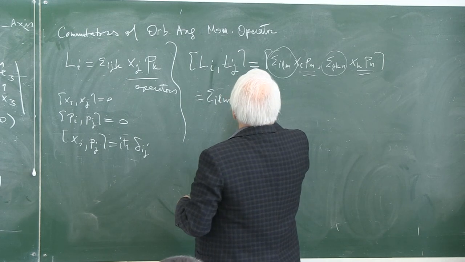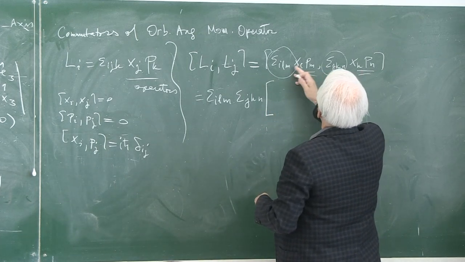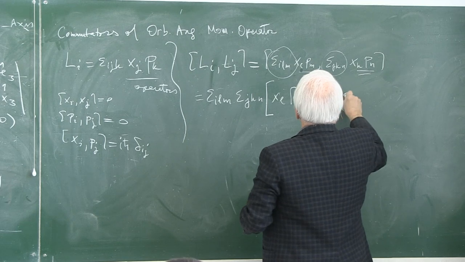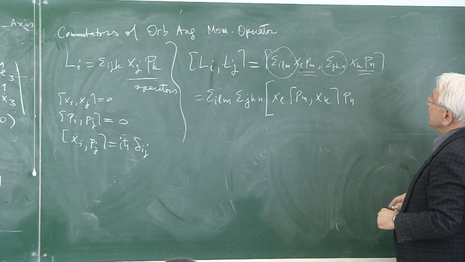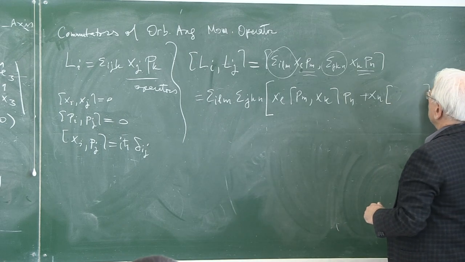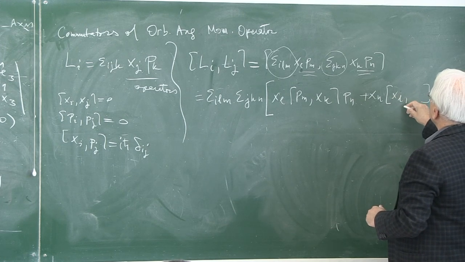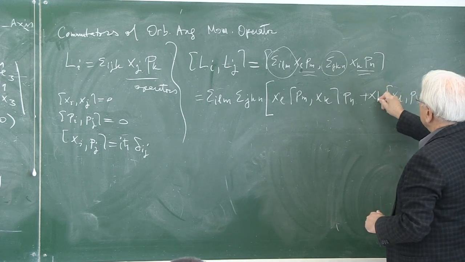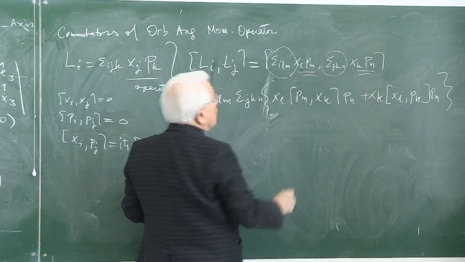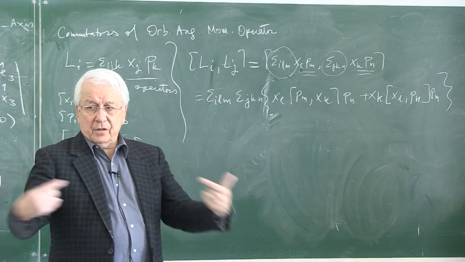Epsilon_ilm, epsilon_jkn, and there is x_l [p_m, x_k] p_n, one case, and then this to the left and that to the right, x_k [x_l, p_n] p_m. These are the only two terms which need to be computed from here, because [x, x] and [p, p] are zero. There are two more terms, but they vanish. And these are the cross terms only.